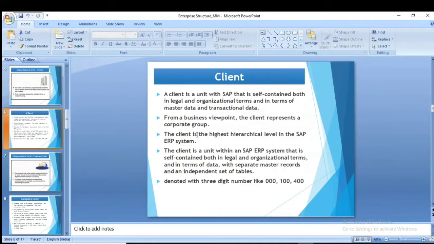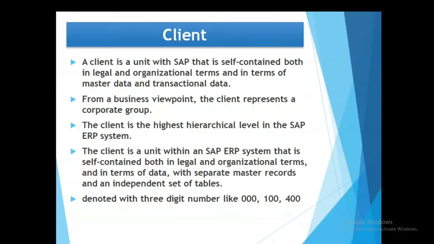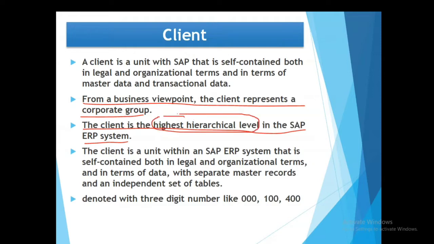From a business viewpoint, the client represents a corporate group, and in the SAP system, the client is the highest hierarchical level in the SAP ERP system. From the organization structure point of view, it is the topmost level. Normally in SAP, the client is denoted with a three-digit number like 000, 100, and 400.